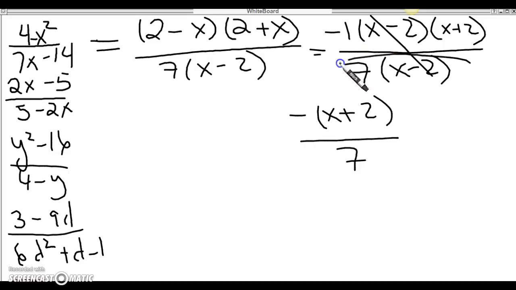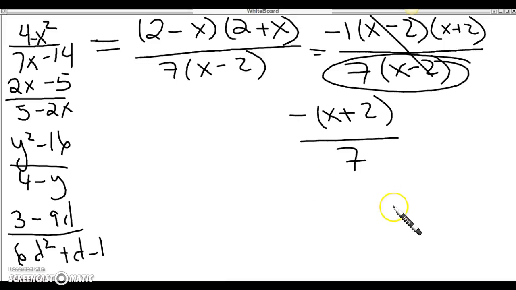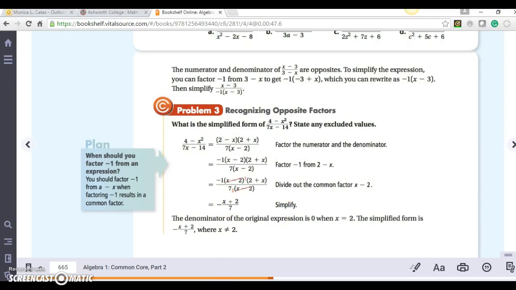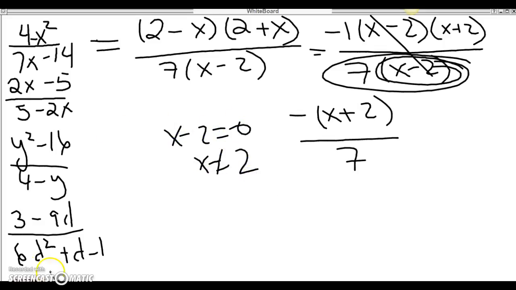And I can still find my excluded values. So once again, this is exactly the same thing that they got. If I find my excluded values, I'm just going to take this here, set it equal to 0. So x minus 2 equal to 0. X cannot equal 2. Okay? So now let's try a few on our own.